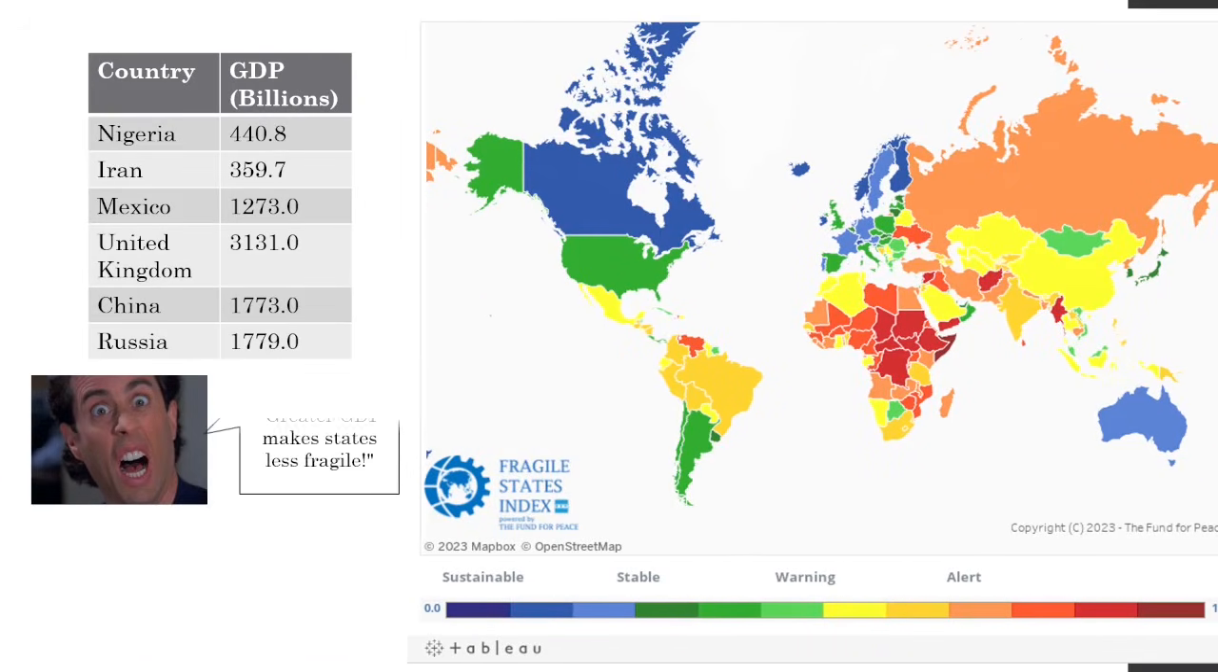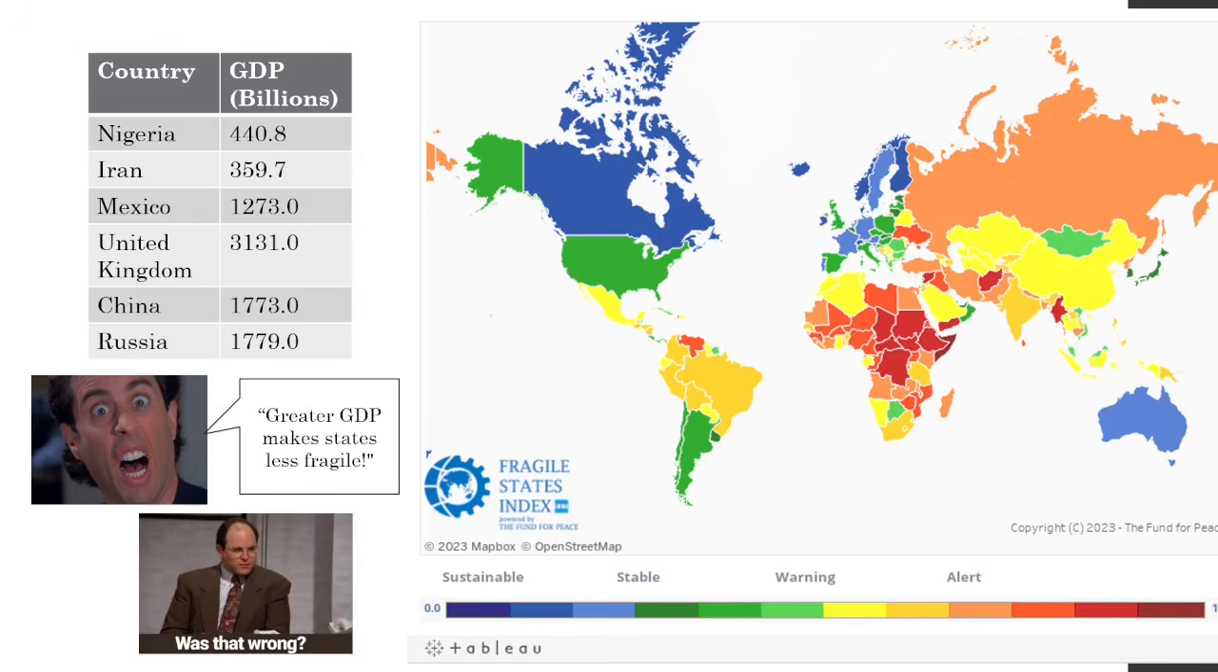All right, what does Jerry have to say? Greater GDP makes states less fragile. That is wrong. That's more causation. We're not looking at causation here. Yes, maybe we can establish some correlation here that higher GDP is correlated with lower scores on our Fragile States Index.